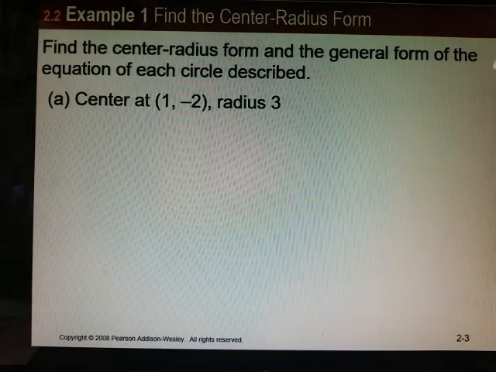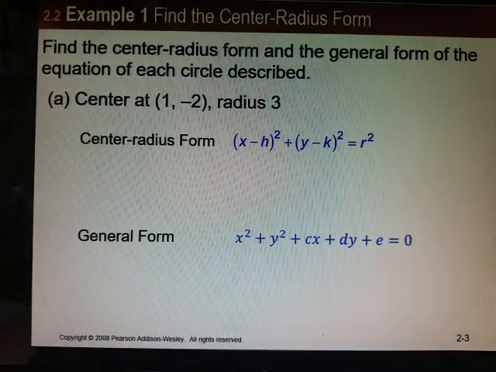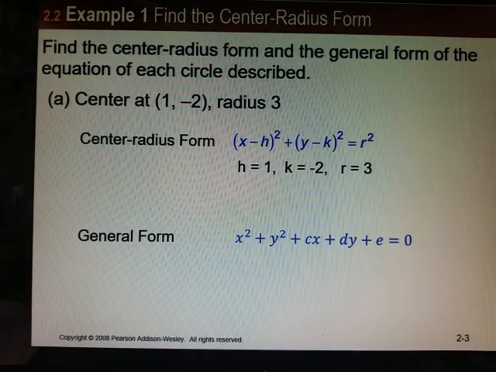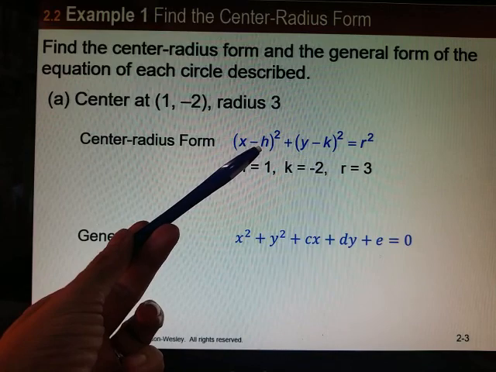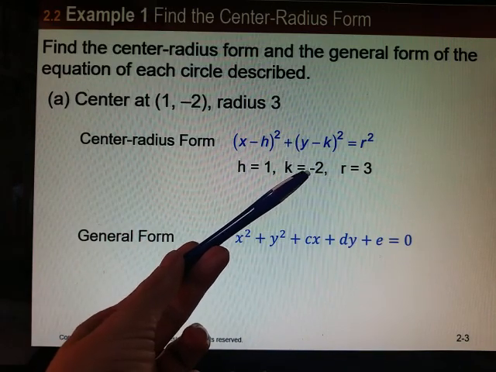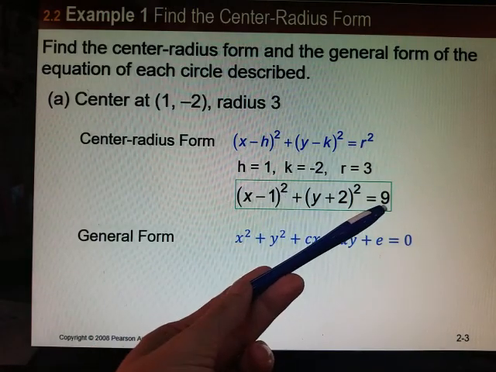All right, so find the center radius form and the general form of an equation for each circle described. So we're given the center, so that means this is h and this is k, and I'm given the radius of 3. So we will literally just plug in for each of those for the first part. So since my h was 1, it's going to be x minus 1 quantity squared, y minus negative 2, so that one right there will become y plus 2 quantity squared, equals the radius squared, and that's where I got 9.